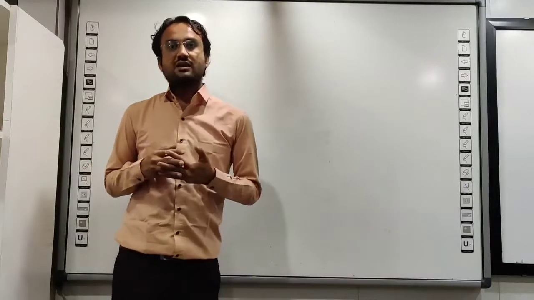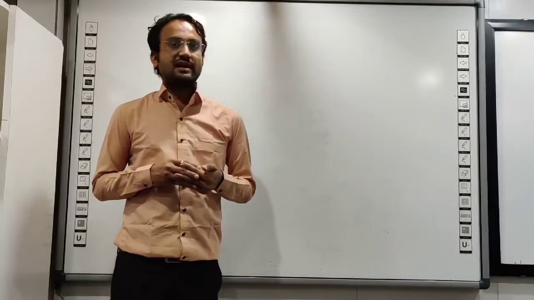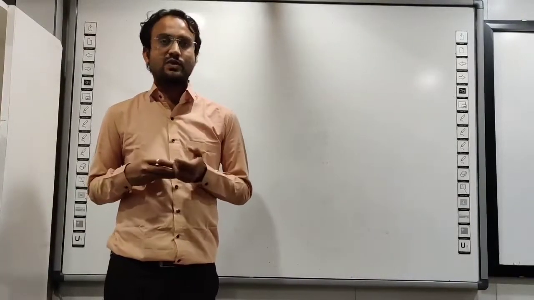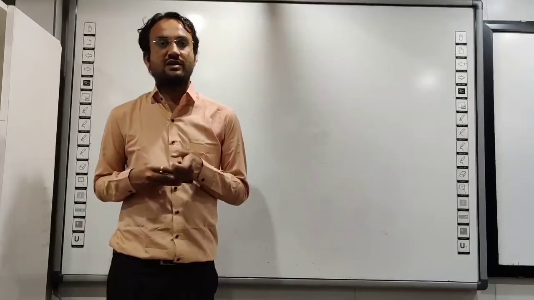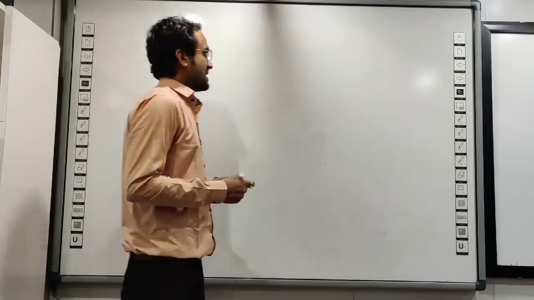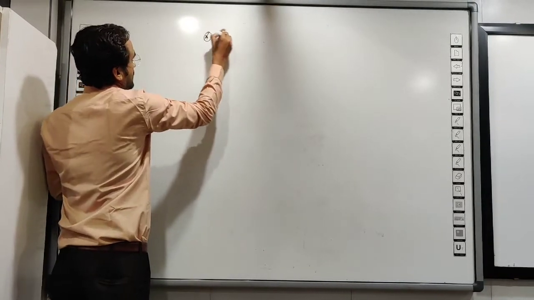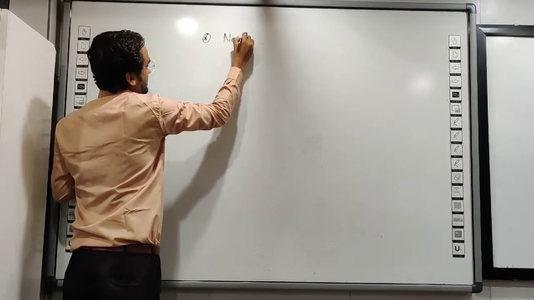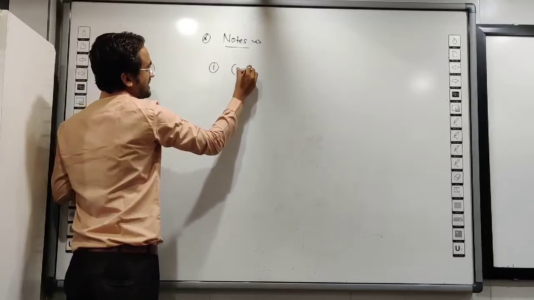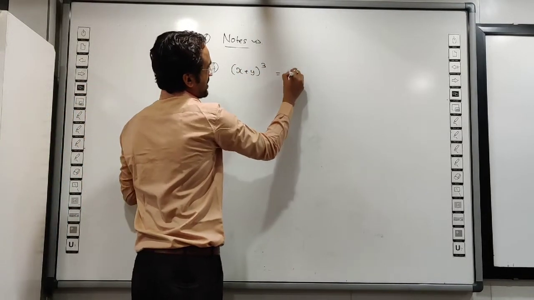Good morning, students. In the last class, we saw one identity: (x plus y plus z) whole square is equal to x square plus y square plus z square plus 2xy plus 2yz plus 2zx. Now, two more identities we have to understand. The first one is (x plus y) whole cube. So what will be your answer?